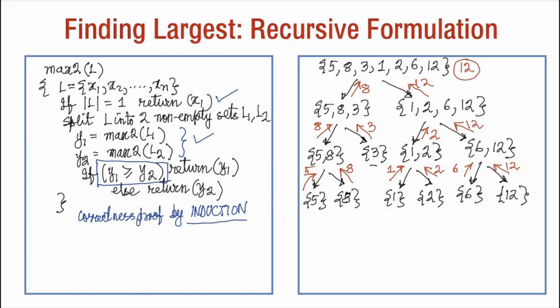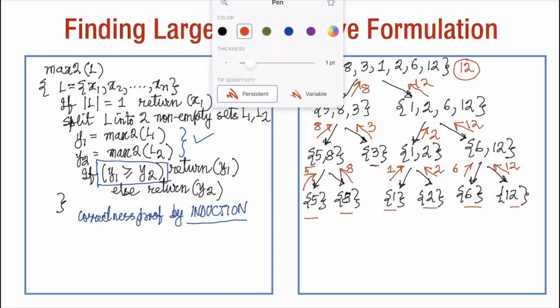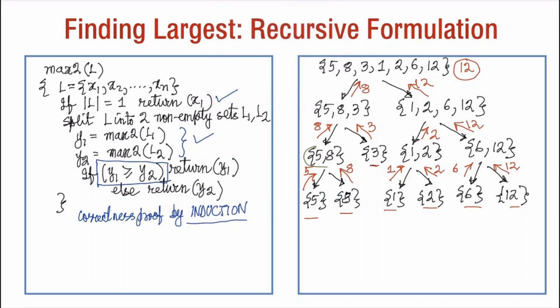Now let us see how many comparisons we have done. Here are all the base conditions. There are no comparisons in these base conditions. But in all the other non-base conditions, we have one comparison each. And you can see the number of non-base conditions that arise here are 1, 2, 3, 4, 5 and 6. So we do 6 comparisons.